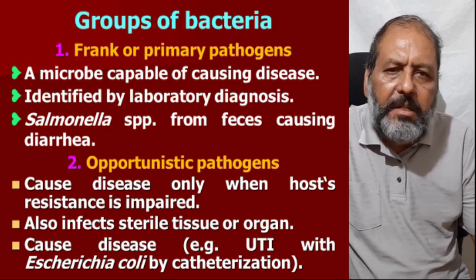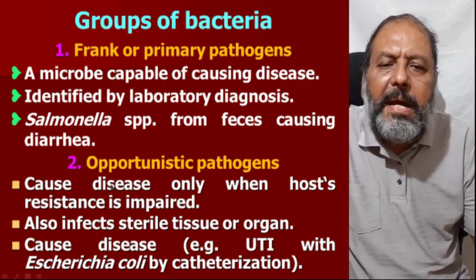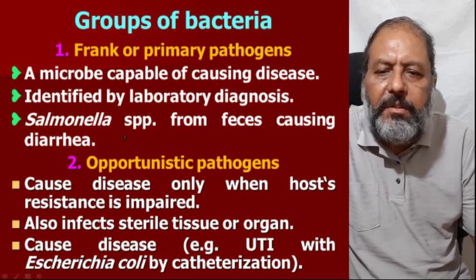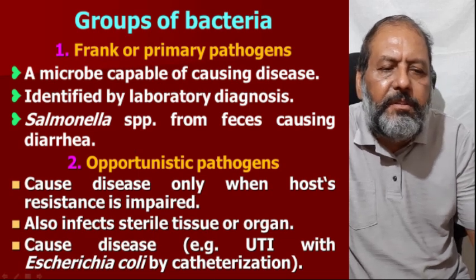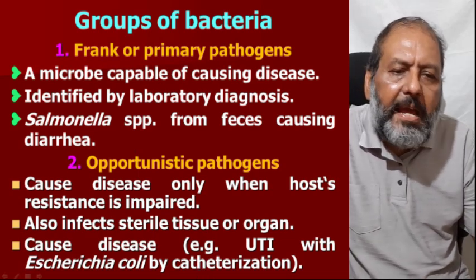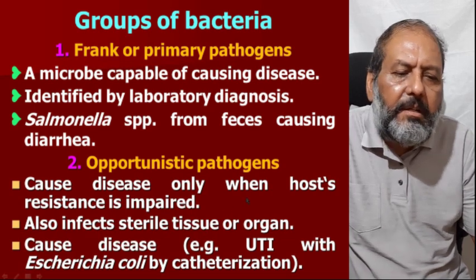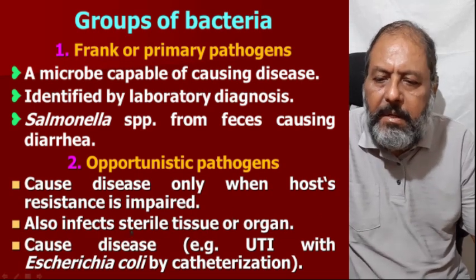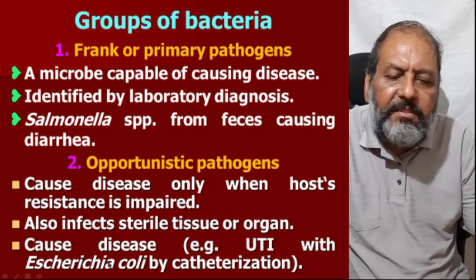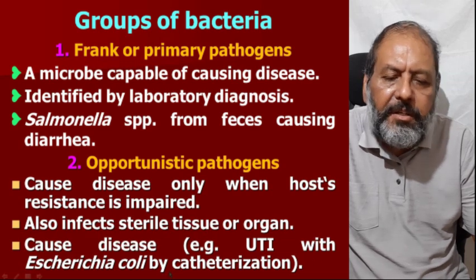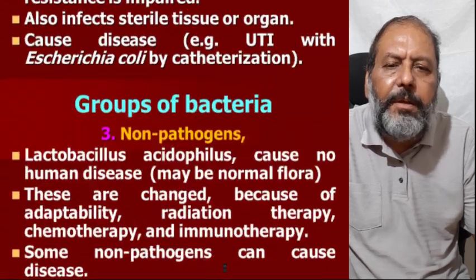Now, groups of bacteria involved in infection. Frank or primary pathogens: a microbe capable of causing disease, identified by laboratory diagnosis. Salmonella species from the feces causing diarrhea is a frank or primary pathogen. Opportunist pathogens cause disease only when host resistance is impaired, and also infect sterile tissue or organs. They cause disease like UTI with Escherichia coli by catheterization. So these are the opportunist pathogens.